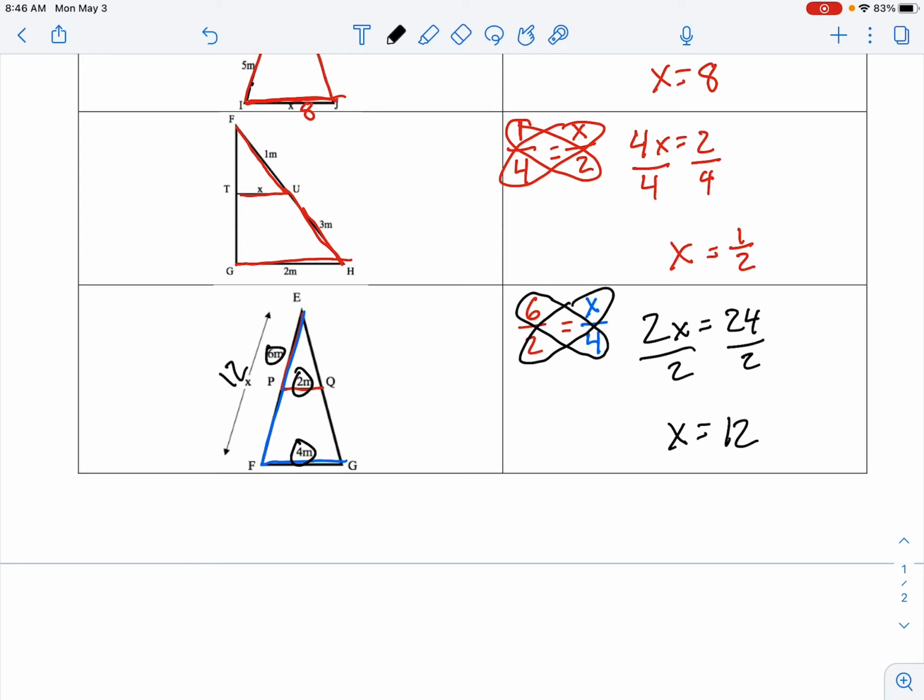Alright, so this has just been some guided practice, showing you how it's done with finding missing sides from similar shapes by using corresponding sides.